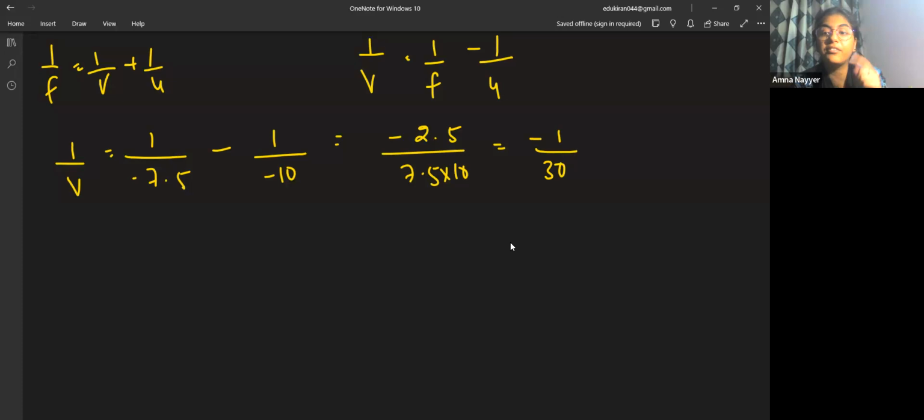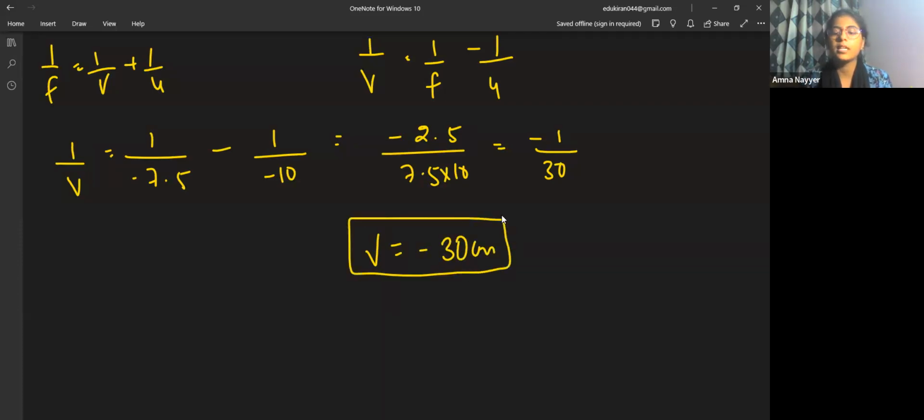We require V. This is 1 by V. This is like your equivalent resistance in your current electricity. 1 by R equivalent we were obtaining, or in your capacitance, 1 by C equivalent we were obtaining, right? So here you have to find out V. So what will be the value of image? See, image is minus 30 centimeters. Minus sign is telling you the fact that image is formed in front of the mirror.